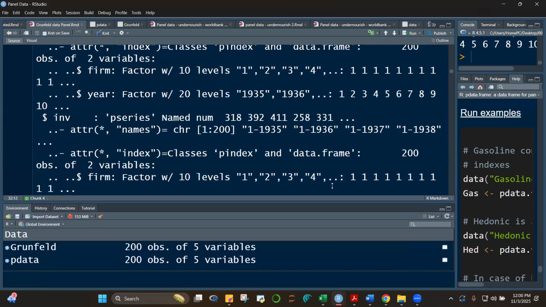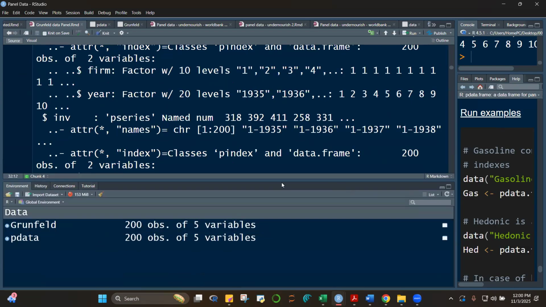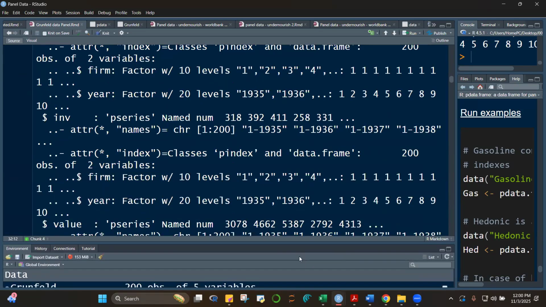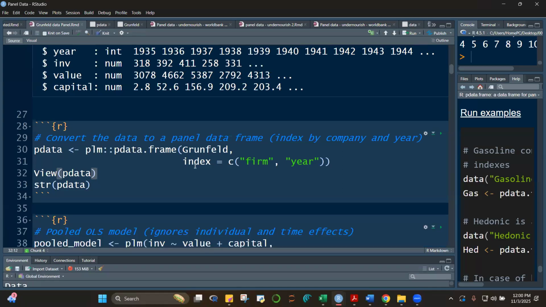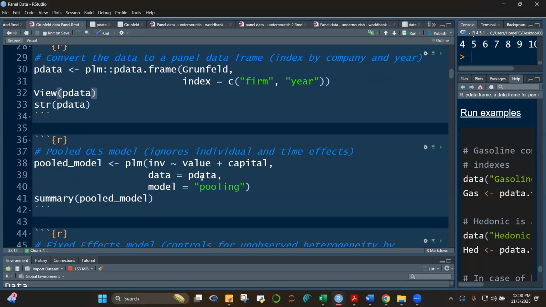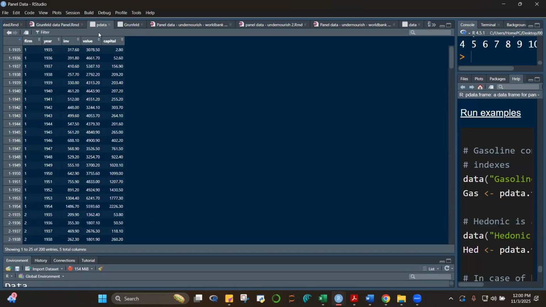All right. So that's our object there, p data, that frame. Okay. So let's move on, class. Let's now do a regression model, class. What we're doing here is we'd like to create a model, class, for investment. So we'd like to predict investment. We'd like to create a model for investment using value and capital.